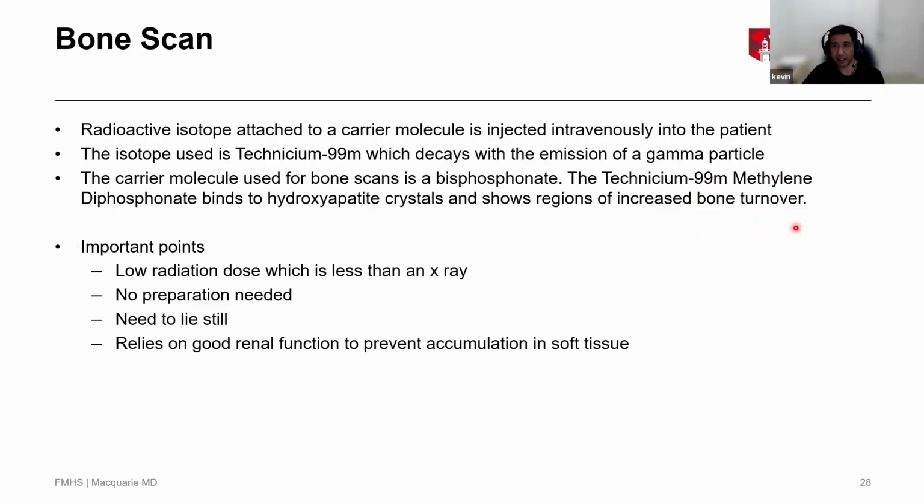And now the thing about a bone scan is it's actually a really, really low radiation dose. You get less dose out of it than an X-ray, okay? You don't need any preparation. You do need to lie still for the scan. And it also relies on good renal function to ensure that excess tracer is excreted and not deposited into the soft tissues, because all you want to do is look at bone.